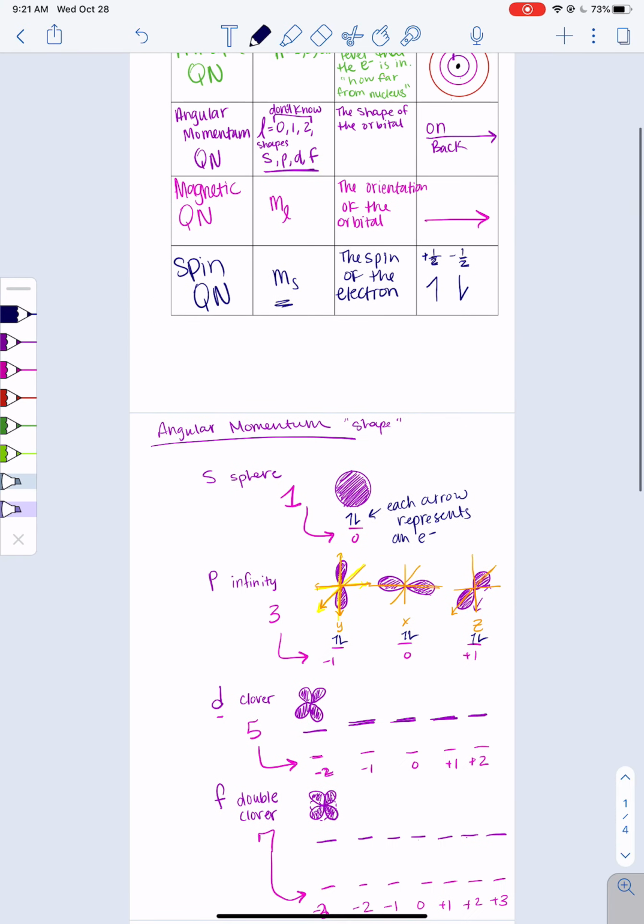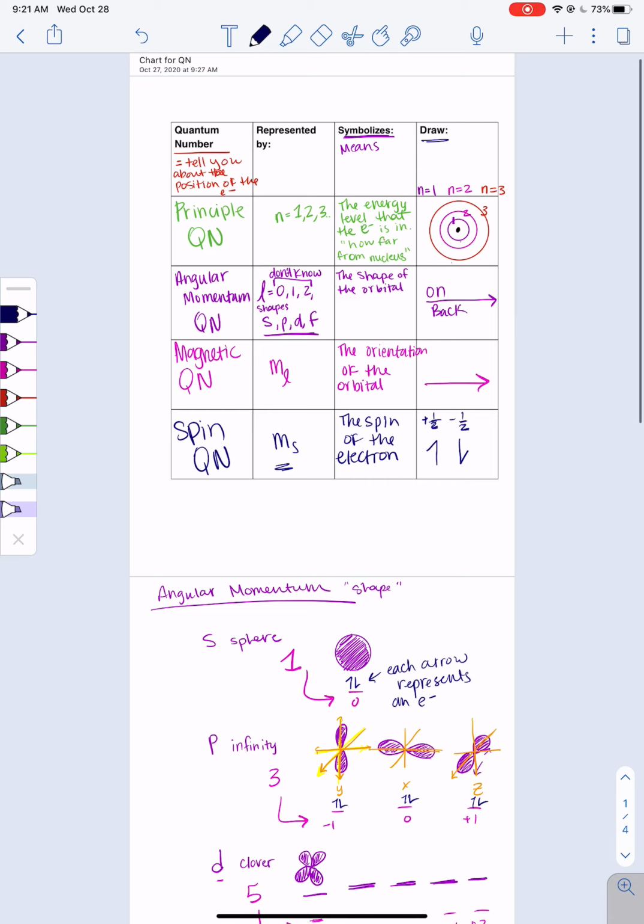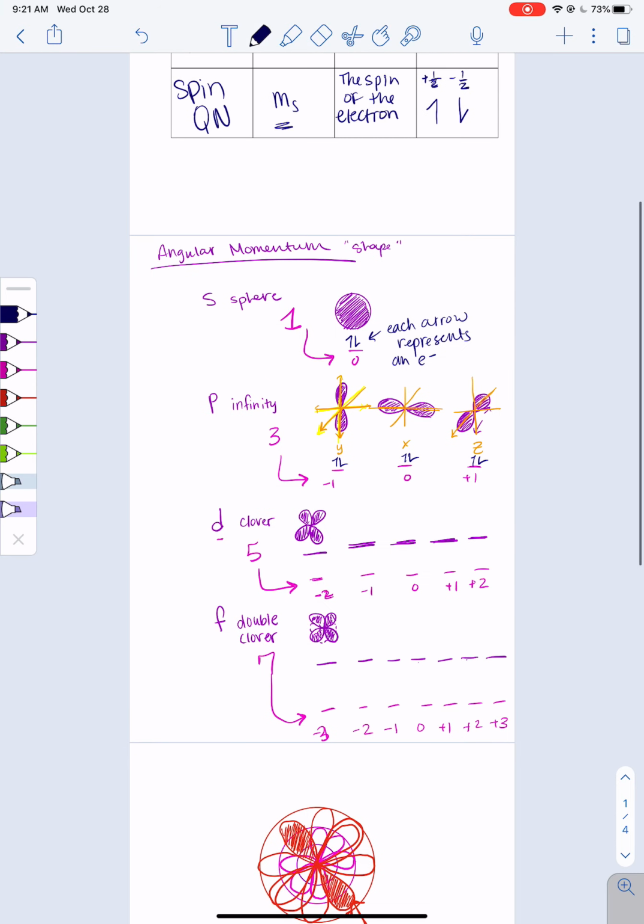Okay, so that's all you need to know about the quantum numbers. So I just want you to be familiar with what they all are. And this leads us into our electron configuration lecture, which is next, where we talk about specifically where the electrons are. Okay.